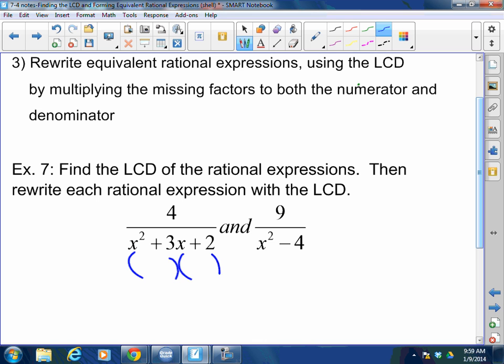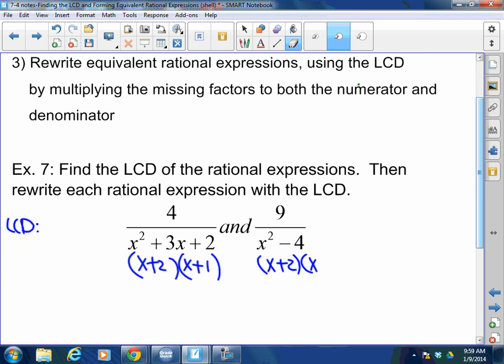So here, this is x plus 2, x plus 1. And this here is x plus 2 times x plus 2. Okay. What's my LCD, gentlemen? Difference of squares. Come on. Thank you, guys. What's my LCD? Not x plus 2 squared. Just an x plus 2 times x plus 1 times x minus 2.